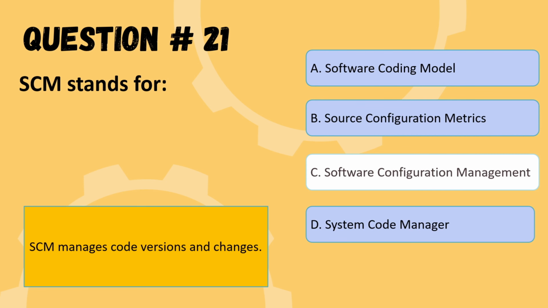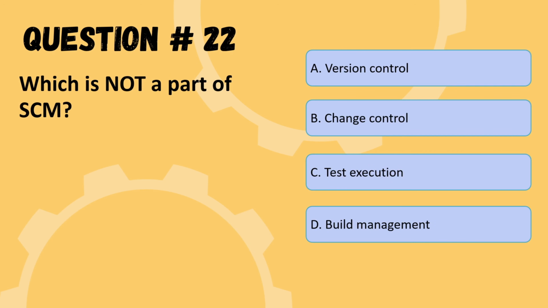So we are moving to the next question. Next question is, which is not a part of SCM, software configuration management? The options are version control, change control, test execution, or build management. So the correct option is test execution.